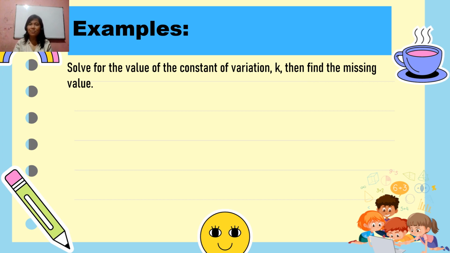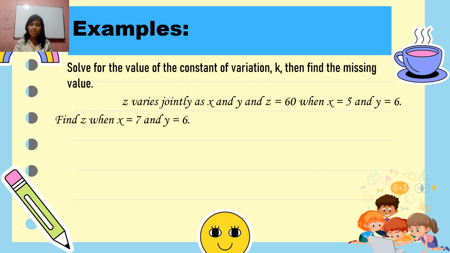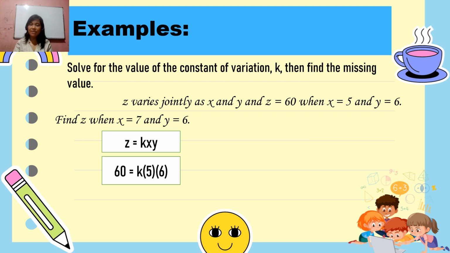Solving na tayo. So, paano ba mag-solve ng joint variation problems? Okay, meron tayong example dito. Z varies jointly as x and y. So, again, gawa ka muna ng mathematical equation before continuing. So, you have z equals jointly, so k, x, y. Tapos, z equals 60 when x equals 5 and y equals 6. So, to solve for k, find k by substitution. So, substitute mo yung given na una. So, you have 60 for z, you have 5 for x, tapos 6 sa y. Tapos, evaluate ka muna para ma-solve yung k.